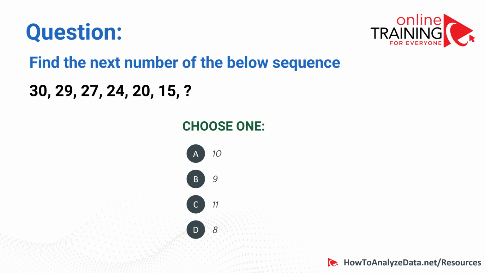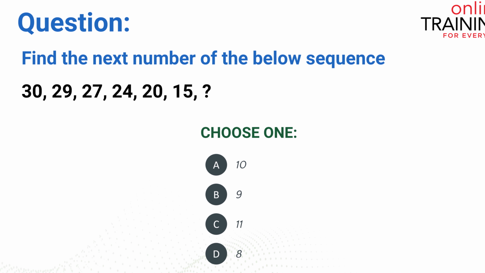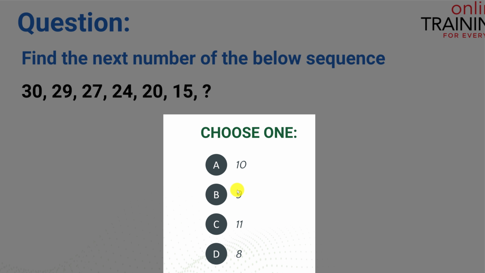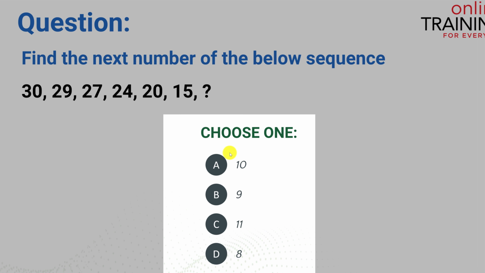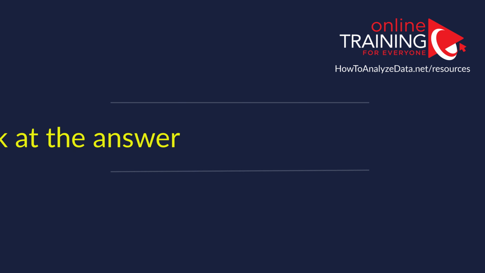So here's the question, which is frequently used as part of numerical reasoning and logical reasoning tests. Find the next number of the below sequence. And you have series of numbers: 30, 29, 27, 24, 20, 15, and you have 4 different choices: 10, 9, 11, and 8. Which one do you think is right? And how would you even approach answering something like this?